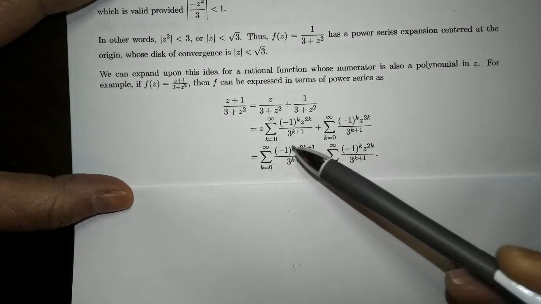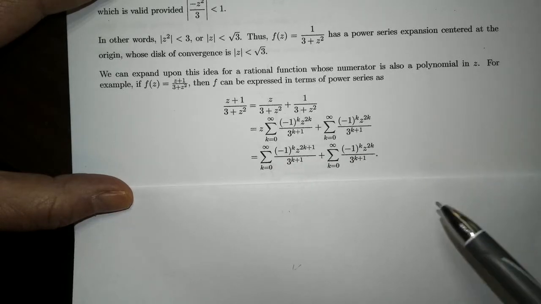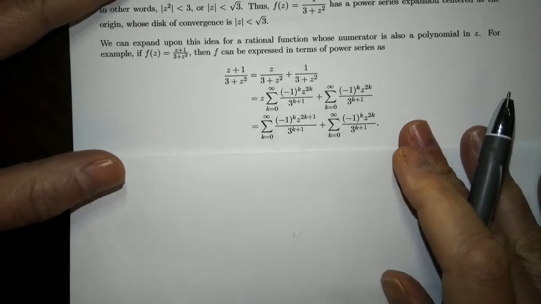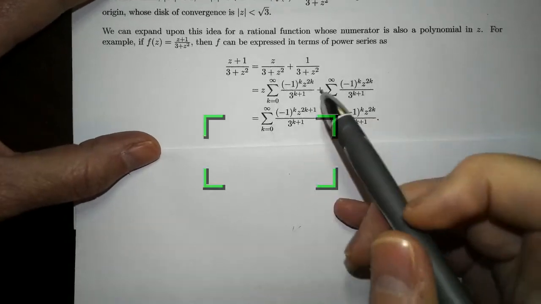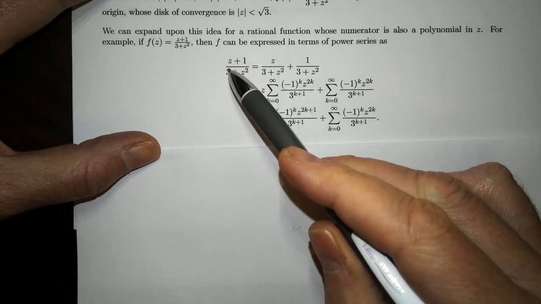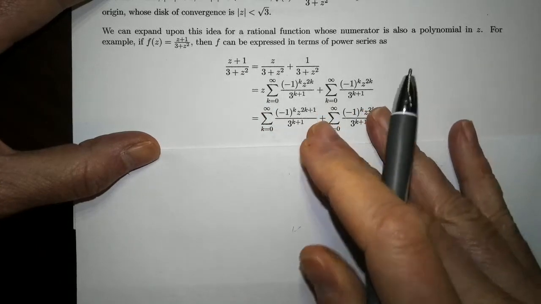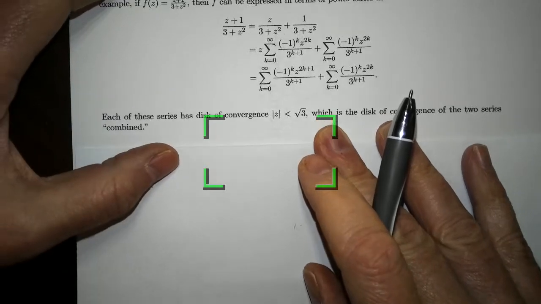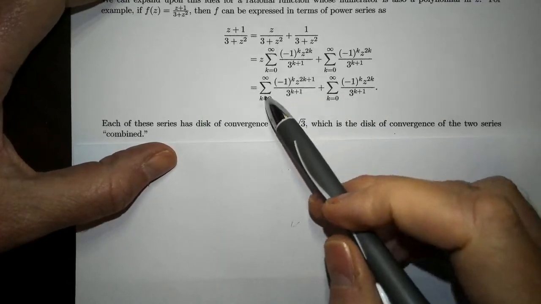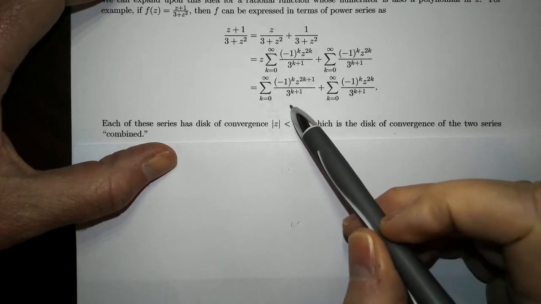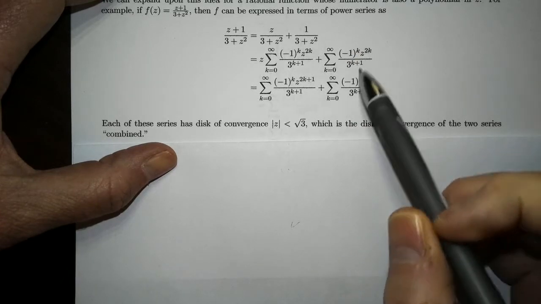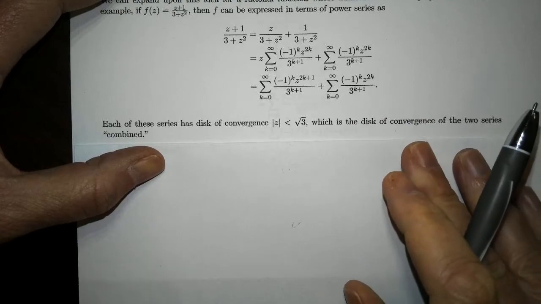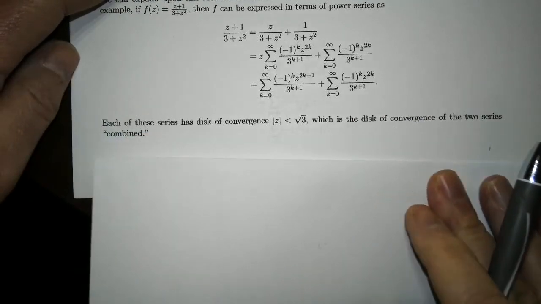Of course, it would be nice if we could combine this into a single power series expansion, but that's going to become more of a headache, and it's not really worth it. So the important thing is that now we have a power series expansion, not just for 1 over 3 plus z squared, but for z plus 1 over 3 plus z squared. Because the disk of convergence of this was modulus of z less than root 3, and the same thing for this, the disk of convergence is modulus of z less than root 3 for the two series combined.